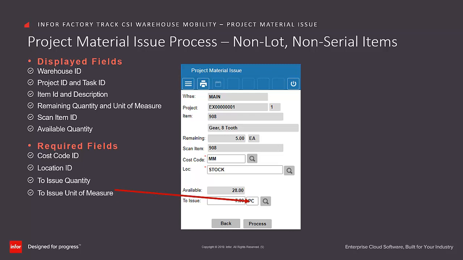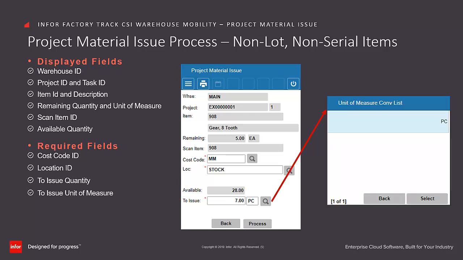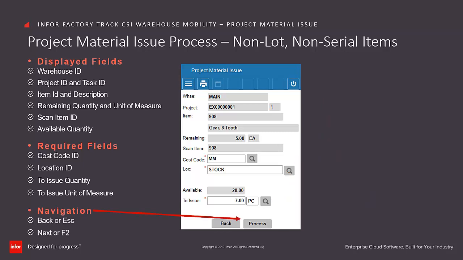We can then enter, scan or search and select the to issue unit of measure. This field is enabled only if the Allow Alternate Unit of Measure option is selected on the transaction set maintenance form. Click on Process to continue. After the successful completion of the process, Factory Track navigates the user back to the Project Material Issue Item Detail selection screen to continue to try to fill the full open quantity if not already met by the process. Selecting a different menu item or clicking back will end the continued processing.